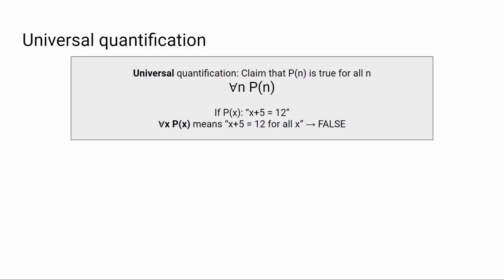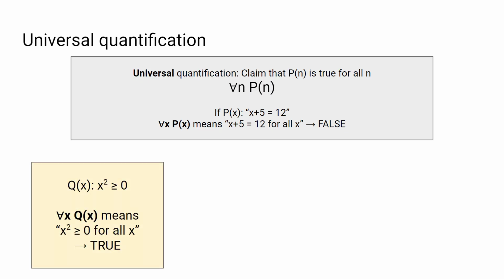Let q of x be the predicate x squared is bigger than or equal to 0.